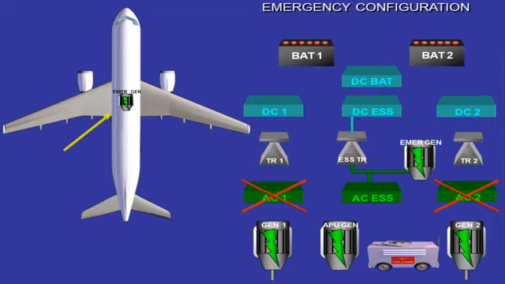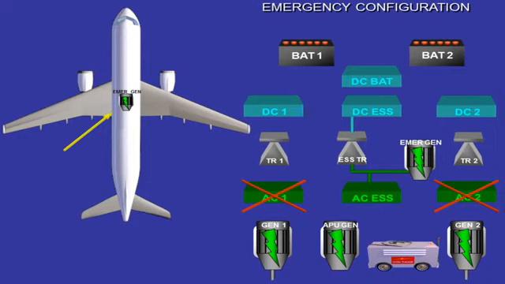The hydraulic power to drive the emergency generator is provided by a ram air turbine, RAT, via the blue hydraulic system. The RAT is located in the belly fairing and extends in case of severe electrical or hydraulic failures. We will see the RAT activation later.